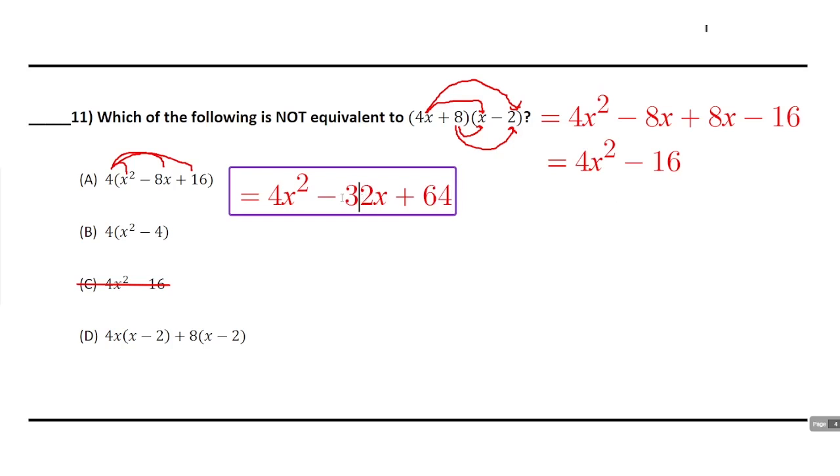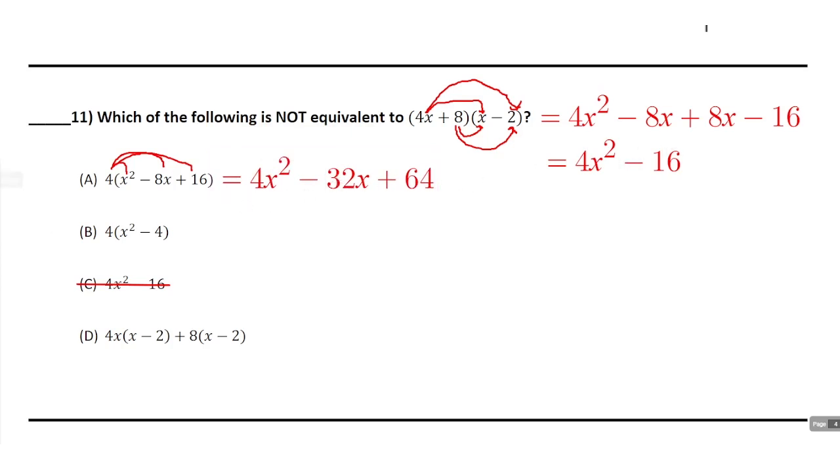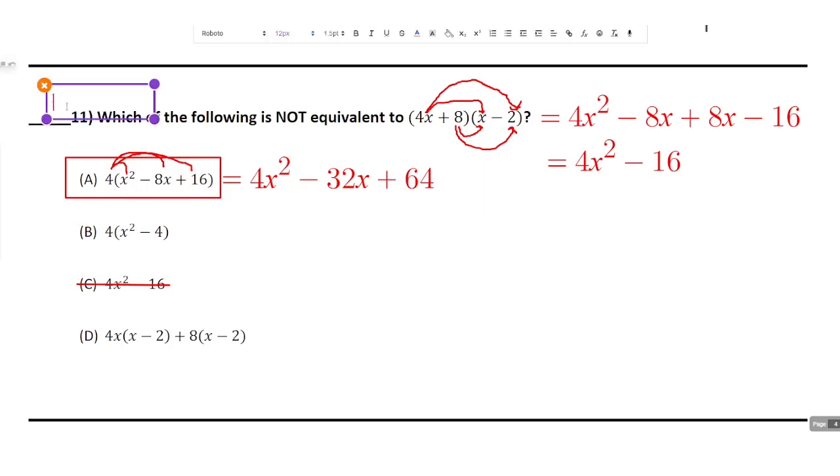be 64. And here we come across what looks like it's going to be our answer, because this is not the same as this. So yeah, our answer is going to be A. But let's double check and just make sure that the other two work out the way we think they're going to work out. So B, I'm going to distribute the 4.